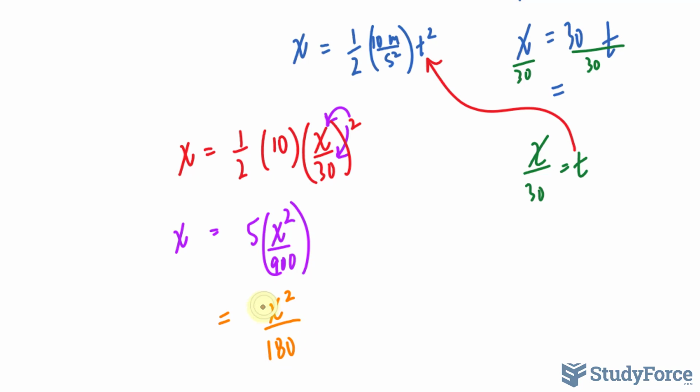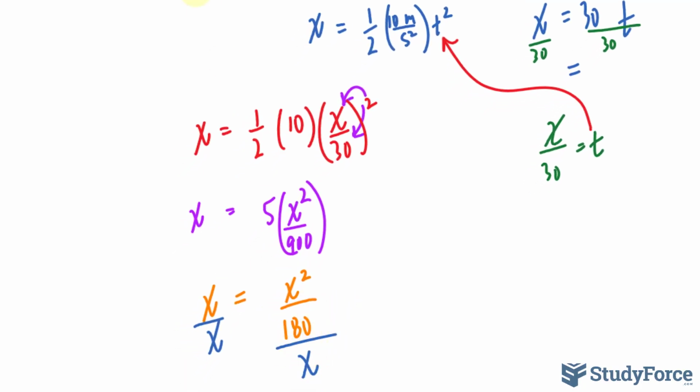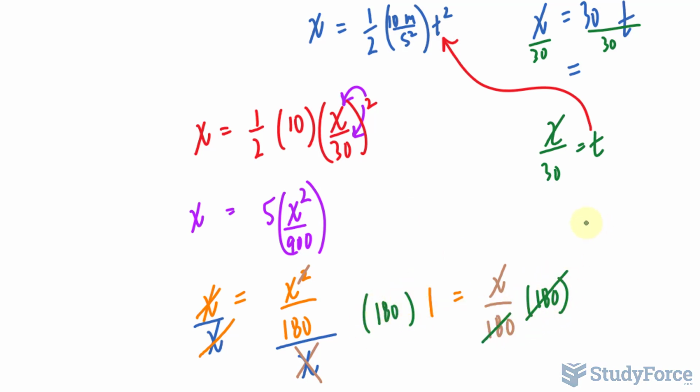No need to write down the coefficient of 1 up here. That's just redundant. We have an x on the left side and x on the right side. So if I divide both sides by x, this x and that x will cancel out, leaving us with 1 is equal to, and one of these x's at the very top will cancel out, leaving us with x over 180. We have one more thing to do, multiply both sides by 180, and we end up with our x value. So they will meet each other at 180 meters, given the information.